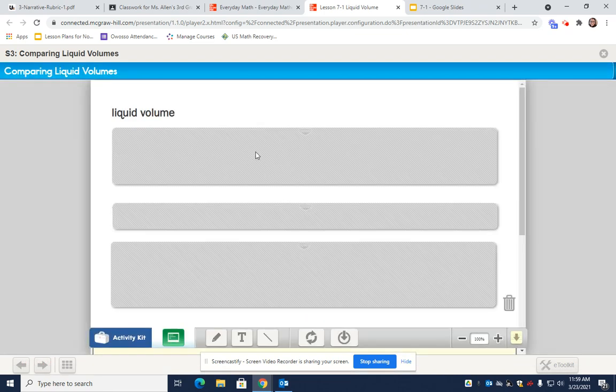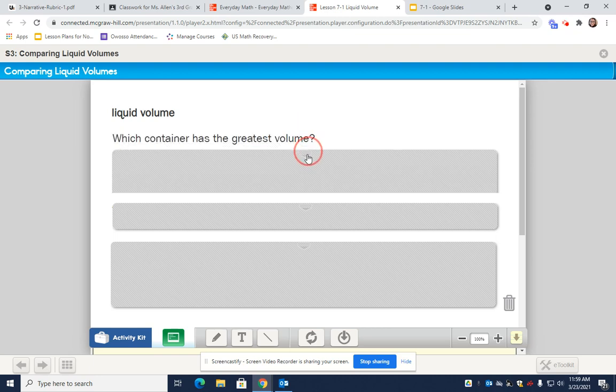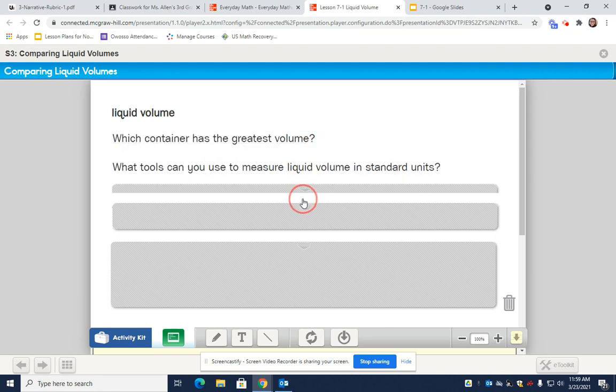Here are some questions, though, I'd like to show you guys. So liquid volume. Liquid volume is how much liquid a container holds. So think about at your house, what holds more liquid? A bowl, a cereal bowl, or in my house, a big popcorn bowl. So think about which one holds more volume. And it would be that popcorn bowl.